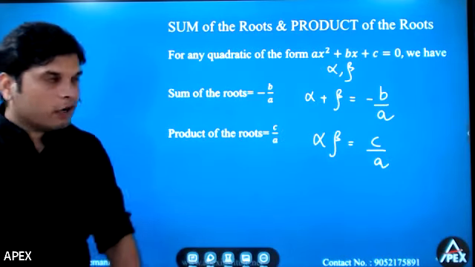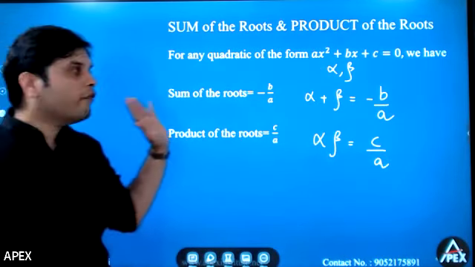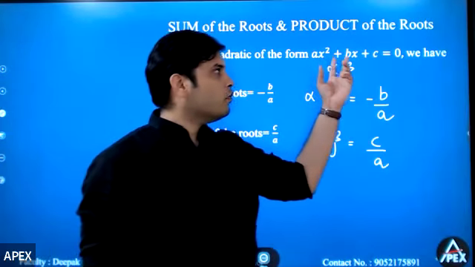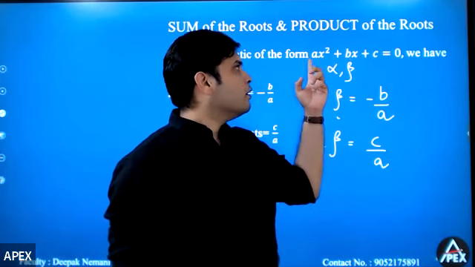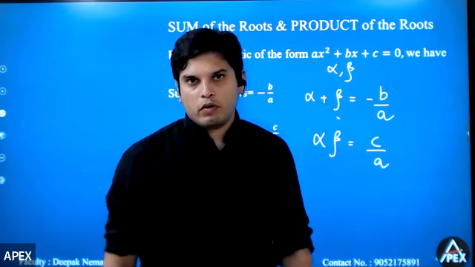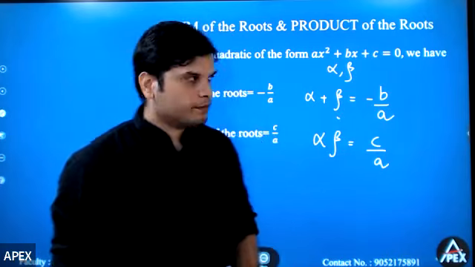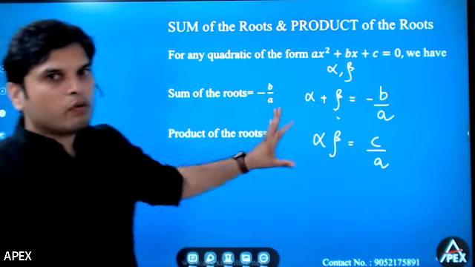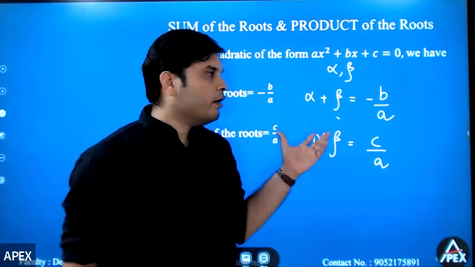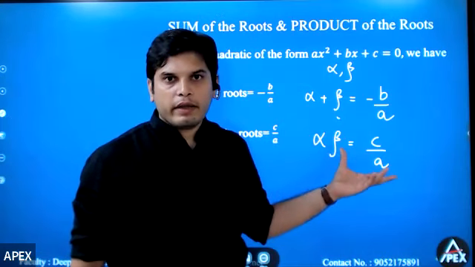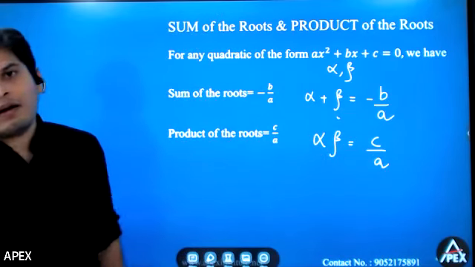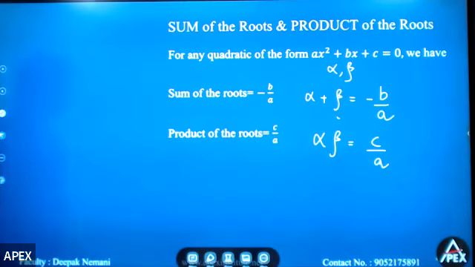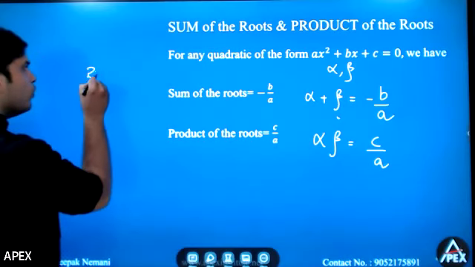Clear? Now the concept behind factorization is this. Minus b by a is nothing but the sum of the roots, and c by a is nothing but the product of them. Okay. Now, given the roots, we can form a quadratic equation easily by finding the sum of the roots and the product of the roots. Okay. For example, given that the roots are 2 comma 3.